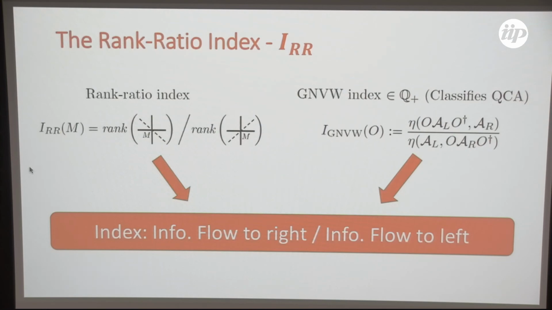And this eta is like, let's say, it measures how much overlap we have with the support of the right algebra after evolving the left algebra, and vice versa. So the ratio of this is what they define as their index. So intuitively it measures how much of an operator you begin with flows to the right, and how much of it flows to the left.